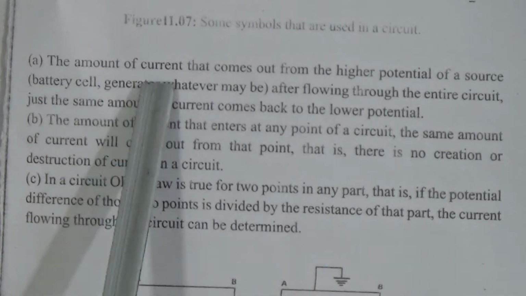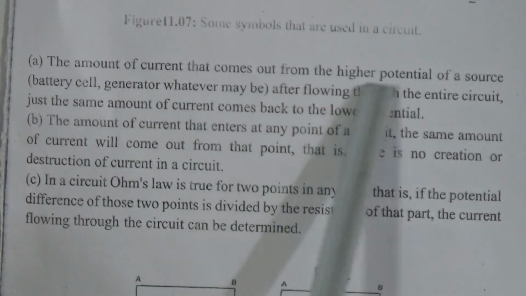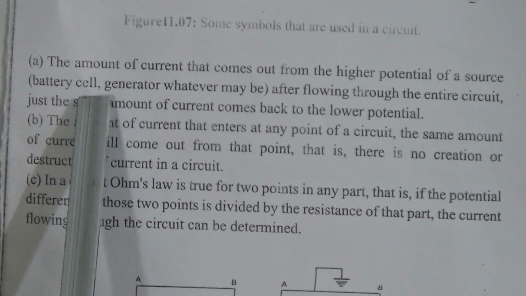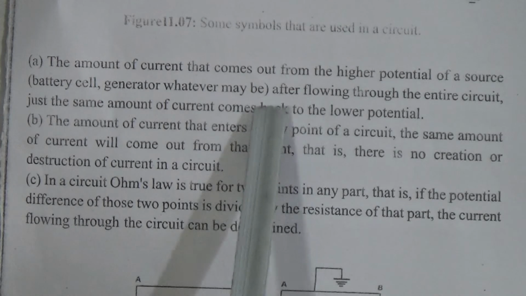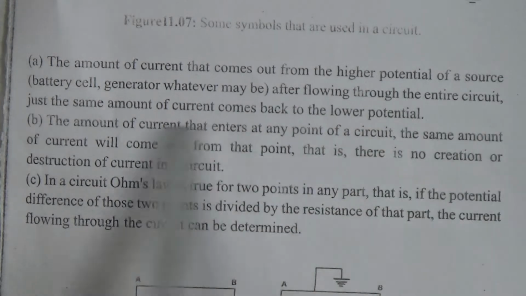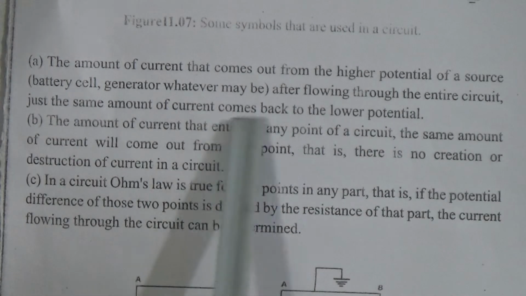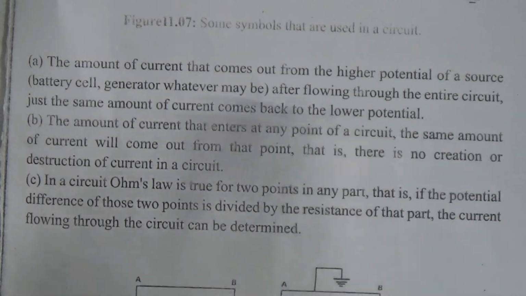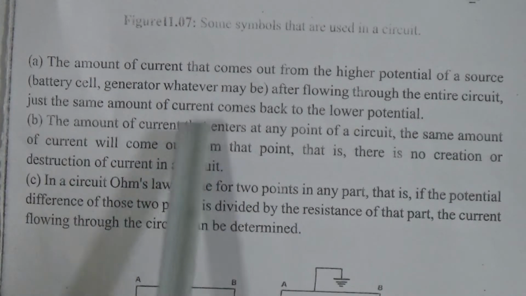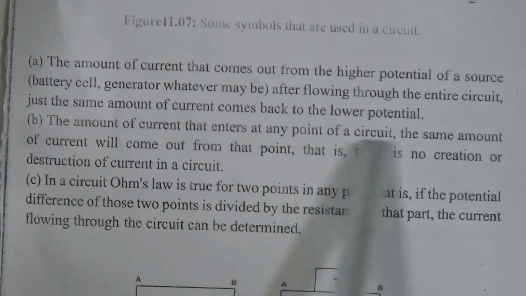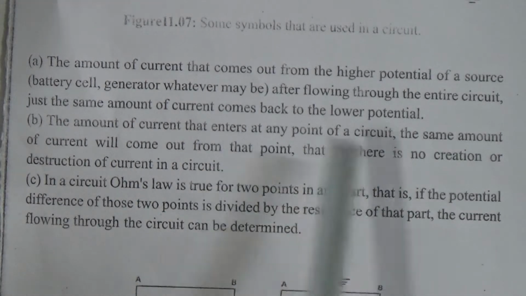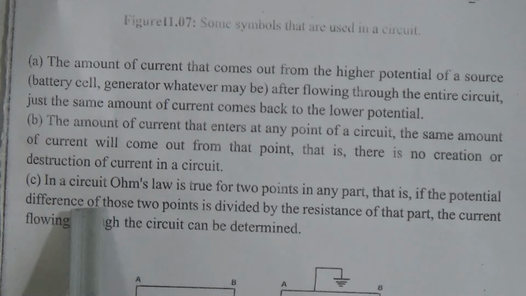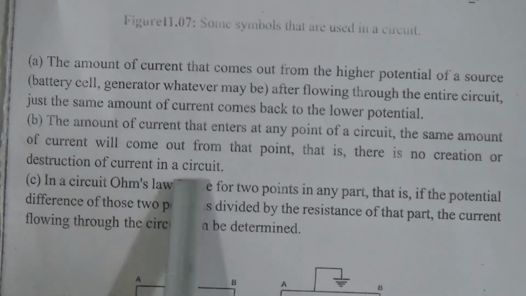The amount of current that comes from the higher potential of a source, that is battery, cell, generator, whatever it may be, after flowing through the electric circuit, the same amount of current comes back to the lower potential. B, the amount of current that enters any point of a circuit, the same amount of current will come out from that point, and that is, there is no creation or destruction of current in a circuit.